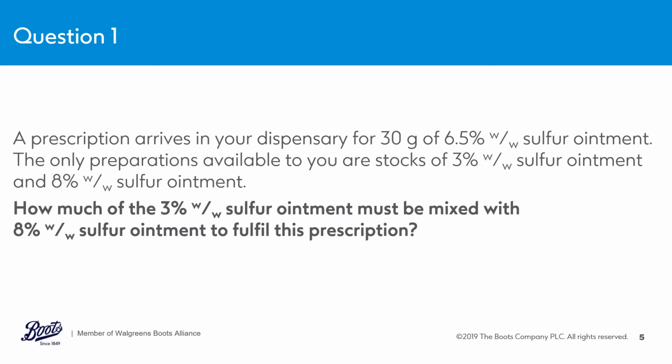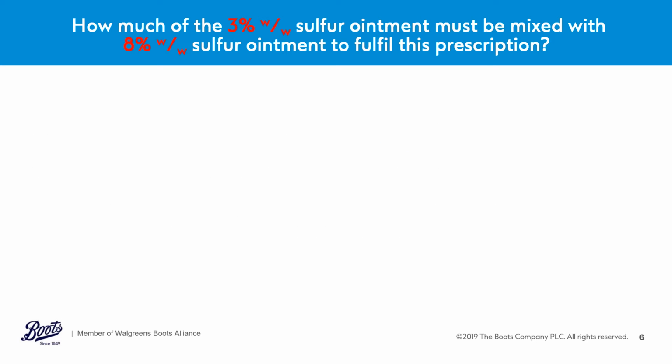We need to start off by highlighting the relevant parts of the question. These are 3% and 8%. Within the scenario, we're going to highlight 30 grams and 6.5%, which is what we want our final concentration to be in, as well as 3% and 8%, which are our available strengths. Let's work out the answer.